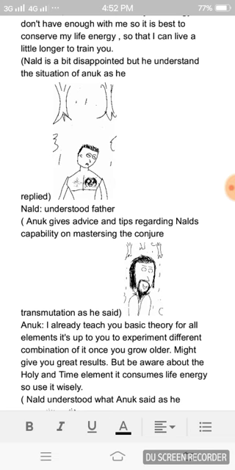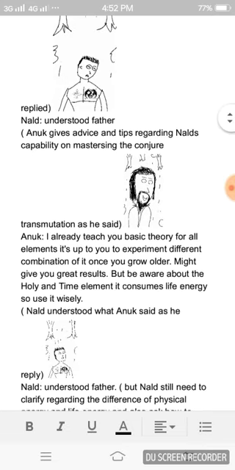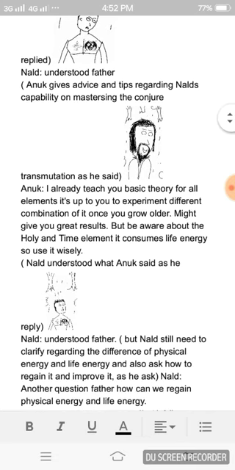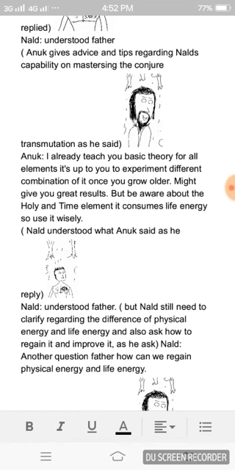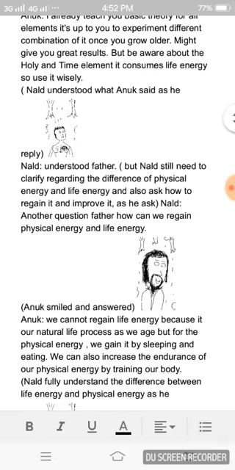Anuak gave advice and tips regarding Nald's capability on mastering conjure transmutation. As he said, "I already taught you the basic theory for all elements. It's up to you to experiment with different combinations of it once you grow older. Might give you great results. But be aware of the holy and time element. It consumes life energy, so use it wisely." Nald understood what Anuak said as he replied, "Understood, father.